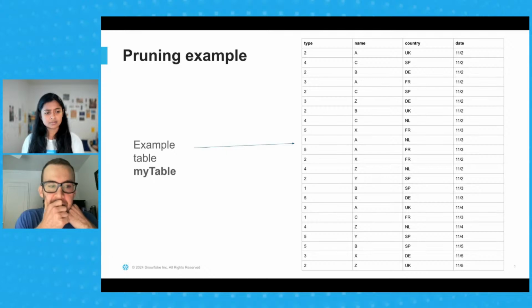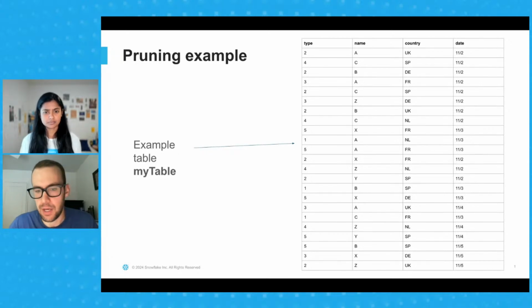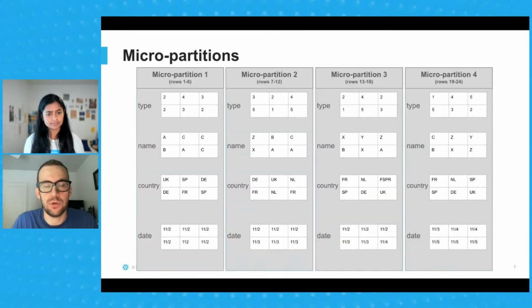In this example, we have a table with 4 columns: a type column, name column, country column, and date column. There are about 24 rows within this table. Of course, this is very tiny. Most of the time, tables in Snowflake are going to have many millions or billions of rows. But we'll take this 24-row table and break it down into 4 micropartitions.